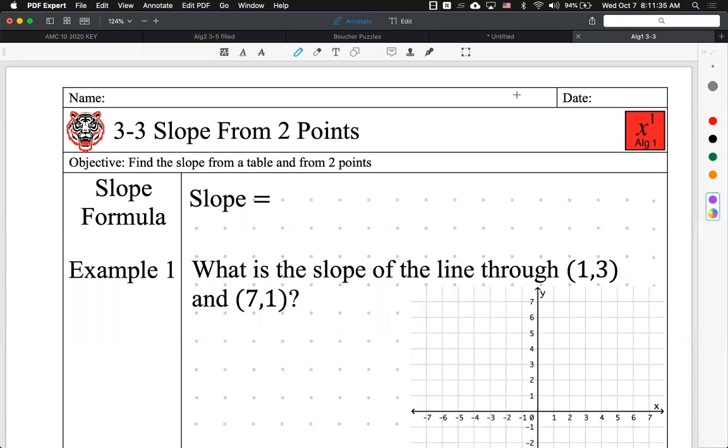We are in Algebra 1, Lesson 3-3, Slope from 2 points. Today's date is Wednesday, October 7th, 2020. Our objective today is to find the slope from a table and from 2 points.